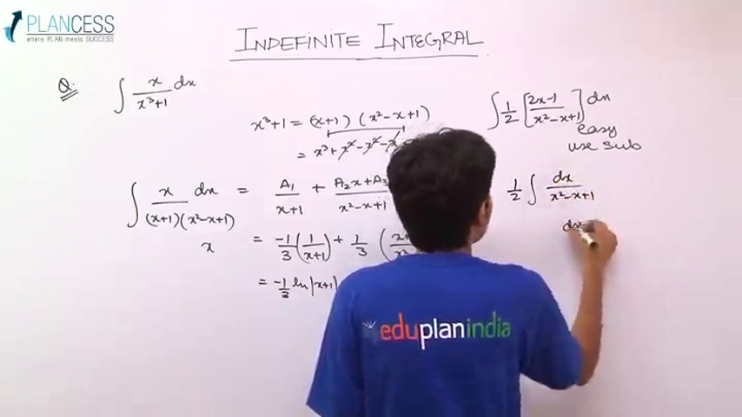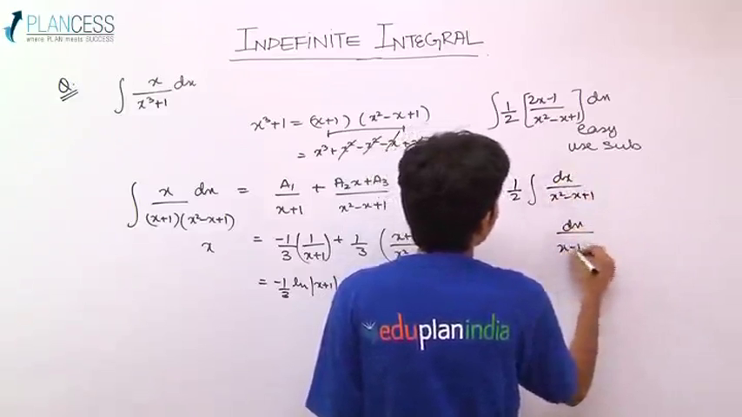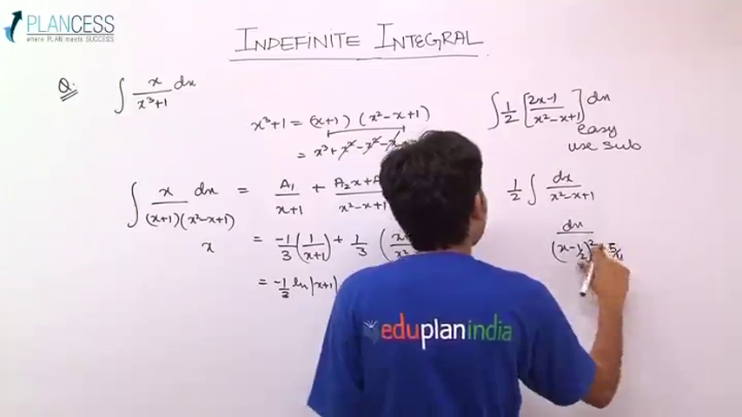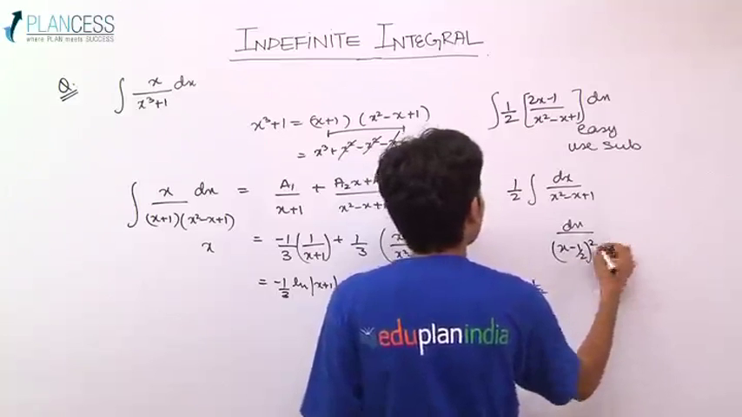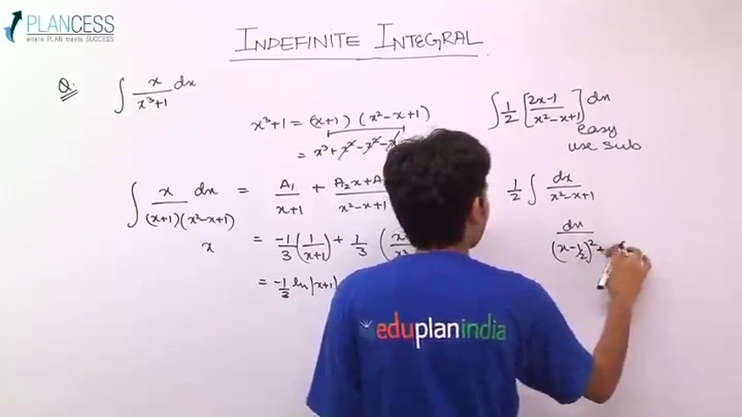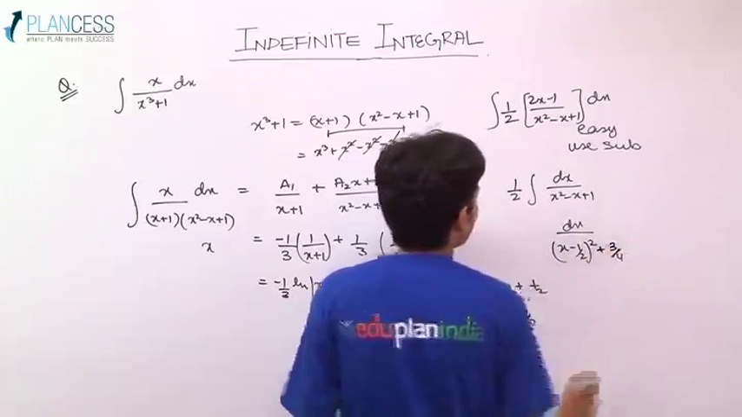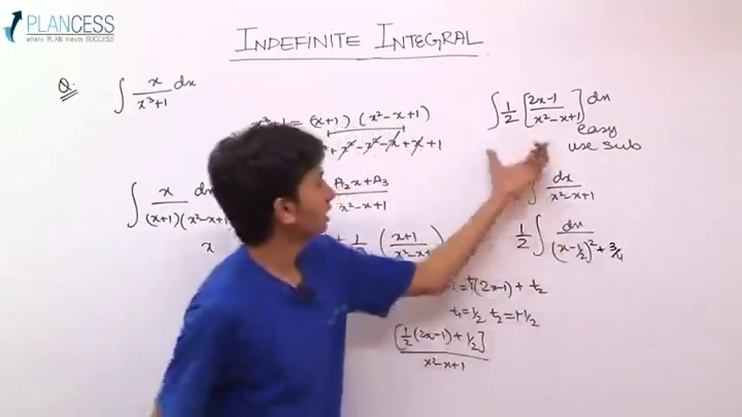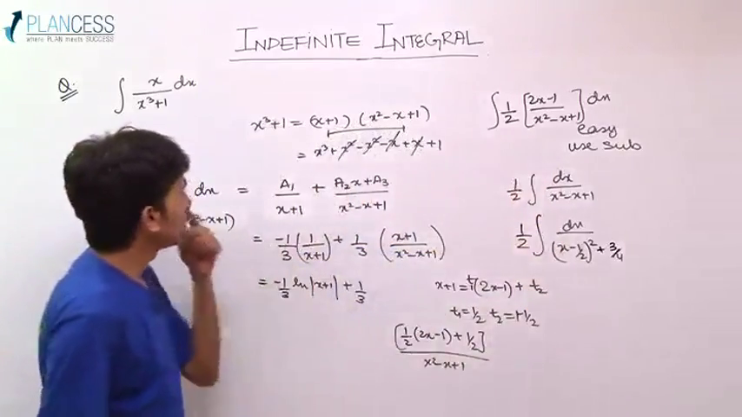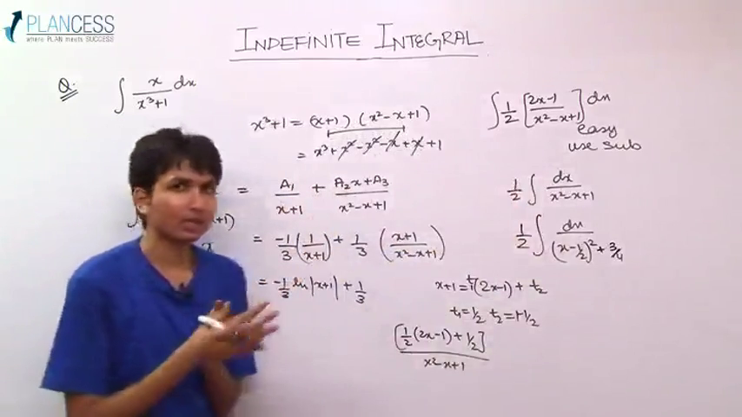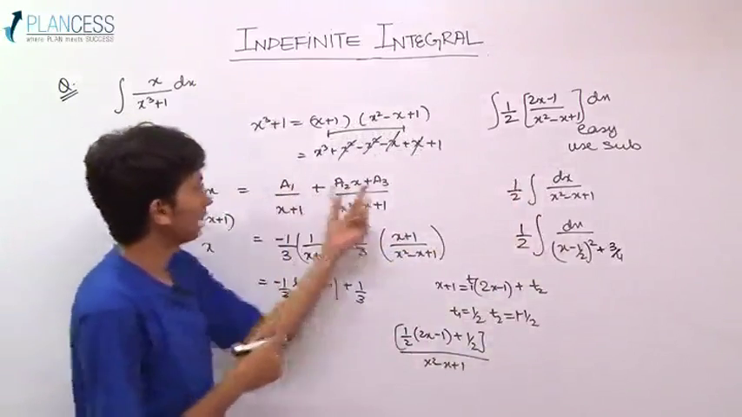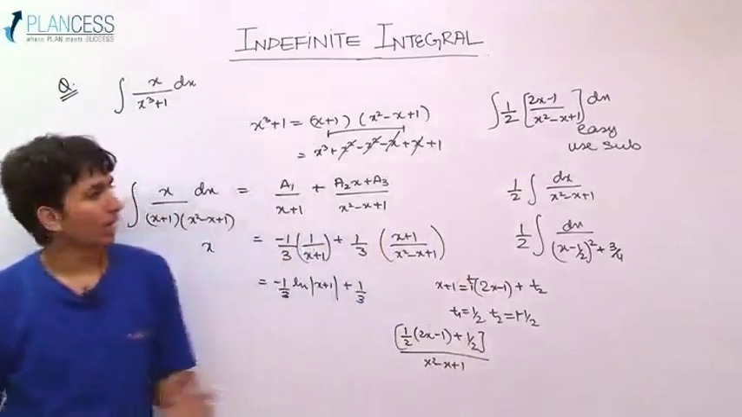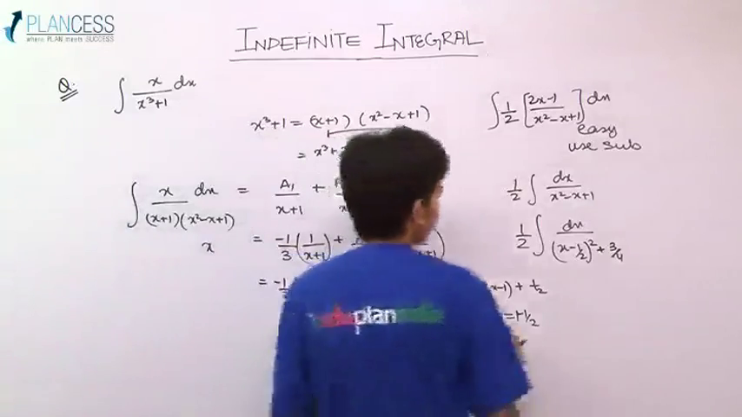This can be dx upon (x minus half) whole square plus 3 by 4. So you can see that it becomes the form of tan inverse. So tan inverse, this is substitution, and the first part was ln. This is somewhat lengthier than normal because the degree is 3, so there are 3 variables, and 3 integrals are formed, but still you can handle it, so no problem there.